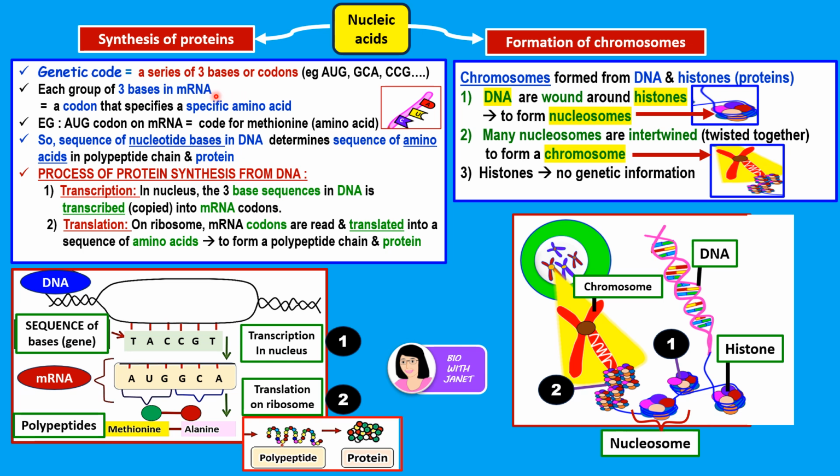Now, each group of 3 bases in mRNA is a codon that specifies a specific amino acid. How did the mRNA have bases? Actually, the mRNA copies the bases from the DNA in the nucleus. The DNA is like a storehouse with all the codes of 3 bases or codons. Then the mRNA will copy the code from the DNA. Okay, so each group of 3 bases is a codon. Codon means a code that specifies a specific amino acid.